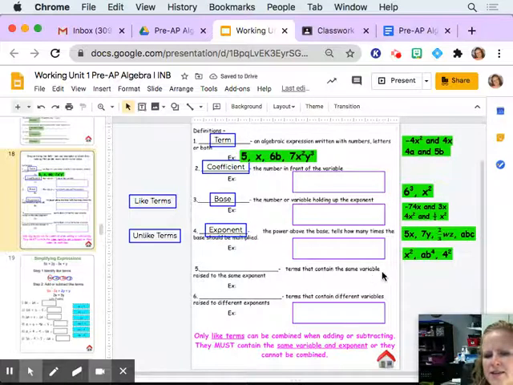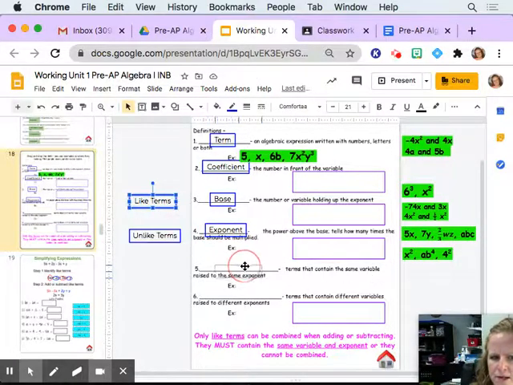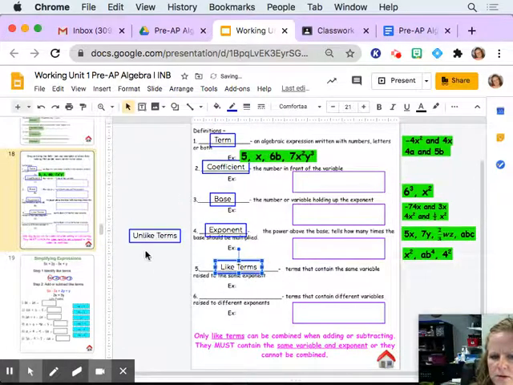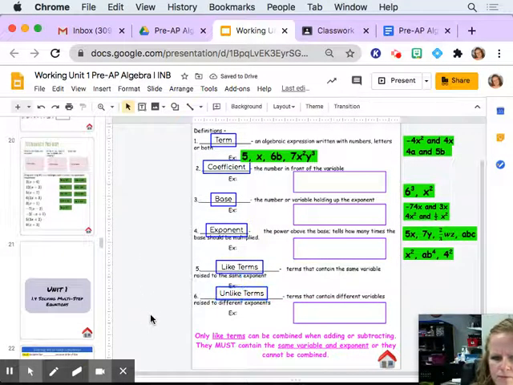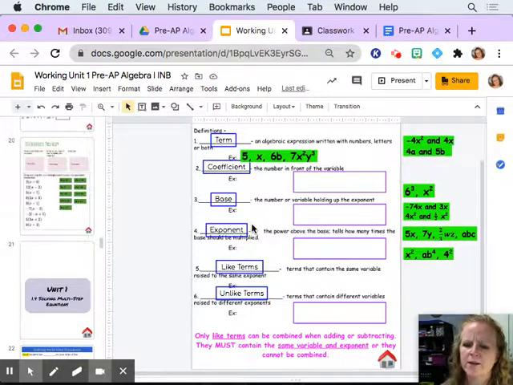Terms that contain the same variable raised to the same exponent. Like terms. Terms that contain different variables raised to different exponents. Okay, so then we need to figure out what examples go with what.